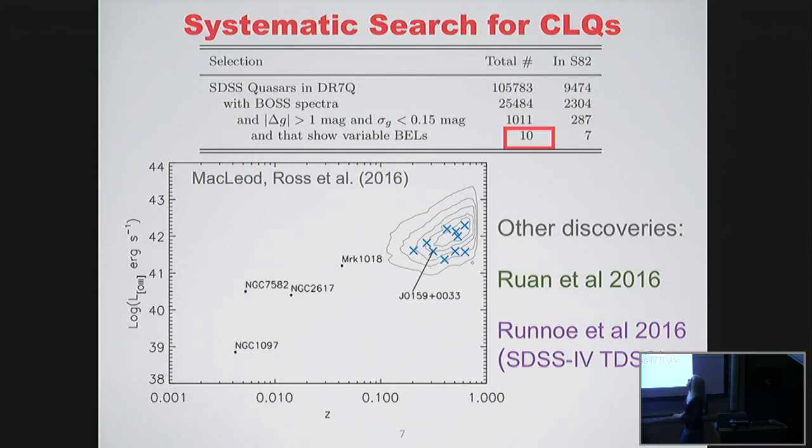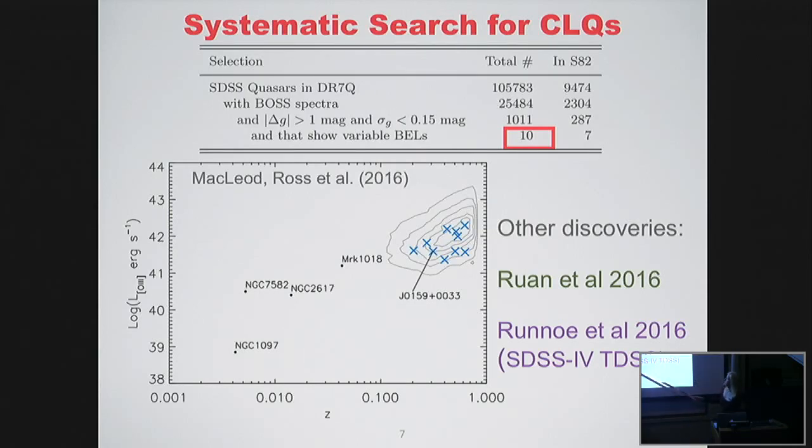And we came out with a sample of roughly 10 changing look quasars. The definition was pretty loose. I mean, basically, we're just looking for spectra where the H beta lines seem to have either appeared or gone away to the noise limit. And there are some other papers that have also reported serendipitous discoveries of changing look quasars.